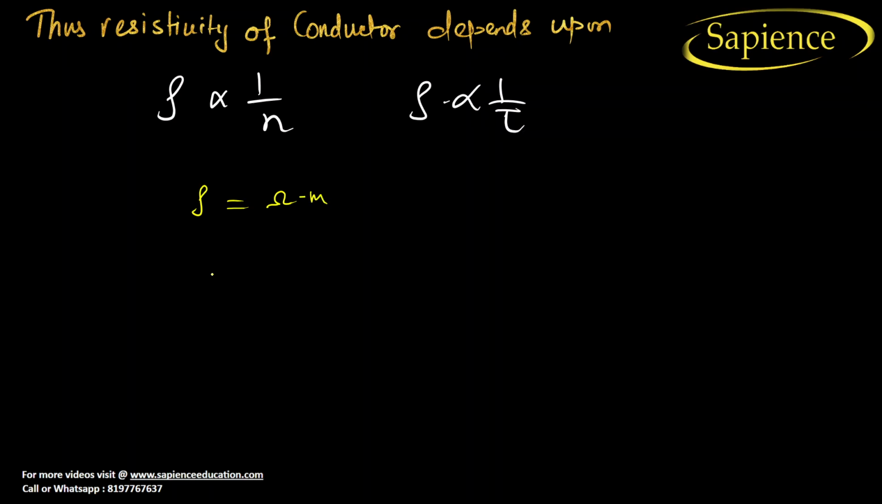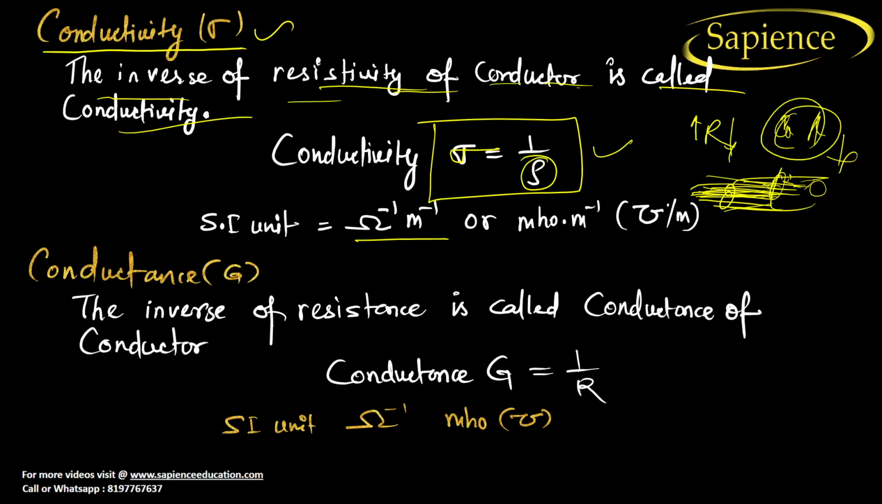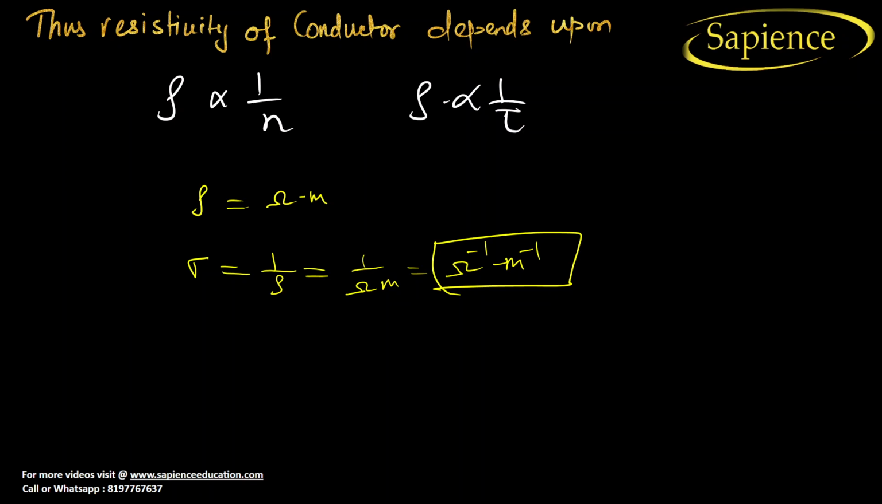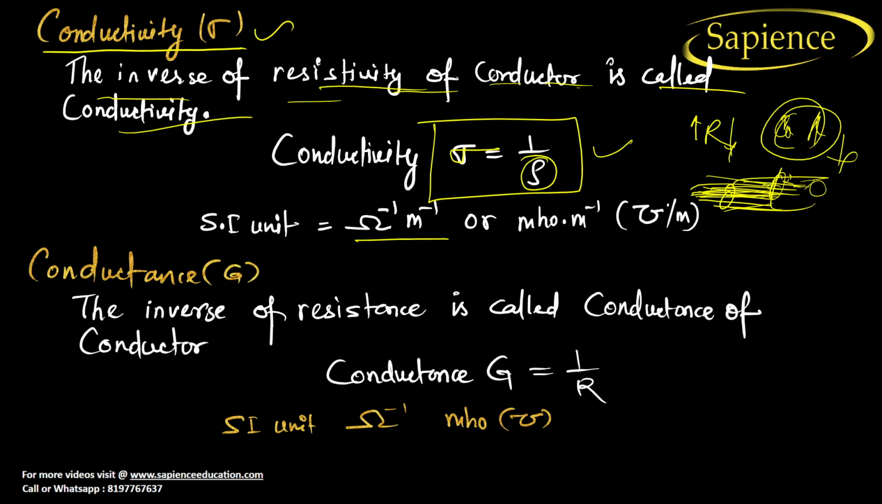Now, conductivity we have already discussed. Conductivity is the inverse of the resistivity. So sigma is the inverse of resistivity. If you want to find the unit of the conductivity, this will be 1 by ohm meter. So finally you will get ohm inverse meter inverse. So this is what it is about conductivity.